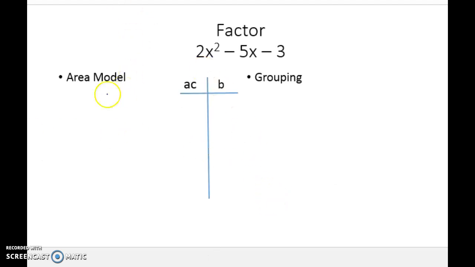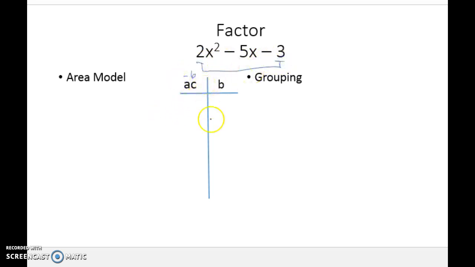All right, so first we're going to do this with an area model. So I'm going to factor 2x squared minus 5x minus 3. Again, is there a GCF? There's no common factors between these three terms, so I'm going to start factoring without pulling out a GCF because there isn't one. All right, so the first thing we're going to look at is what is a times c? So a is 2, my c is negative 3. So 2 times negative 3 gives me negative 6.